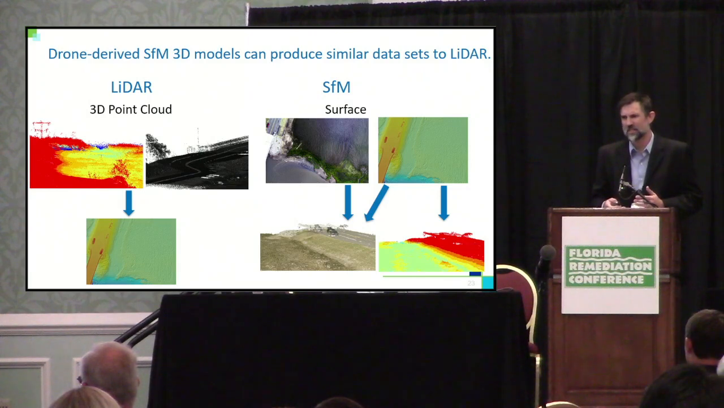Now, one of the drawbacks is if your site is, say, heavily forested with a dense canopy, since it's a passive form of remote sensing, you're not going to be able to get extremely accurate ground measurements like you would with a LiDAR unit. But in a lot of our remediation sites where there's open, bare earth, these models are highly accurate.